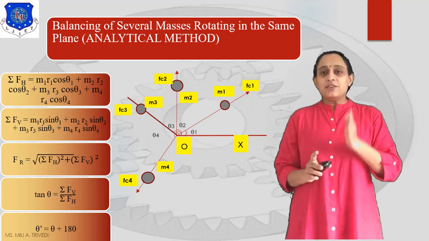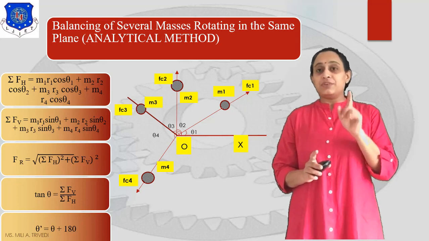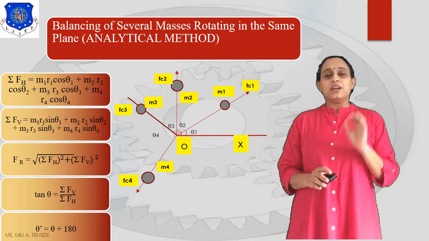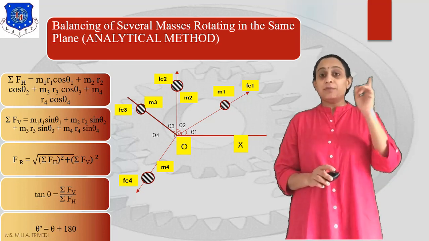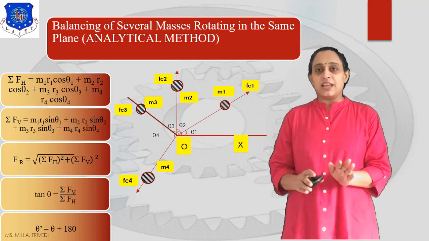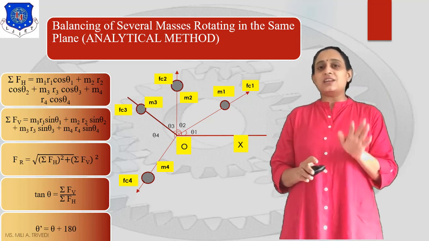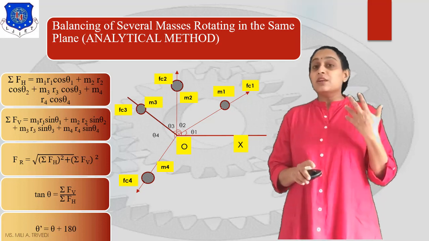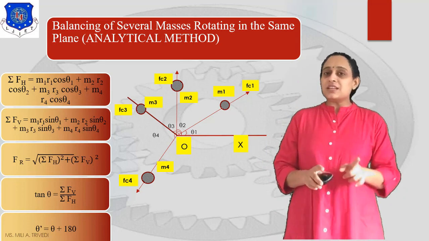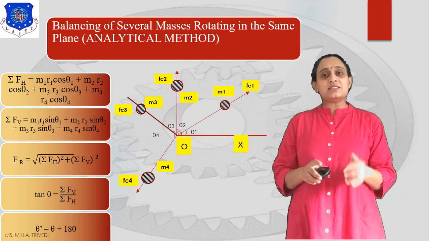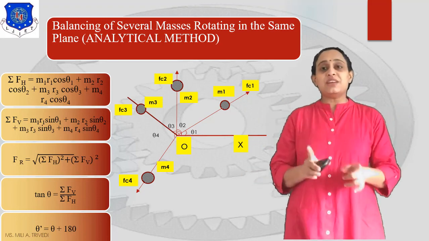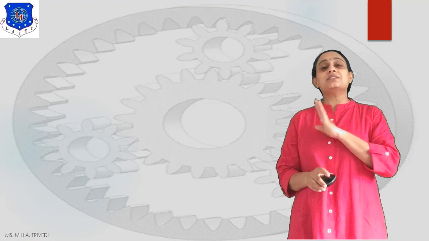So here we have to consider, if the angle of the resultant is theta, what should be the angle of balancing? It should be theta plus 180, because it should be exactly opposite to the system. So in this case we consider theta dash as theta plus 180. What is the reason? Exactly correct. Because theta is the resultant one, we need the balancing, and balancing is exactly opposite to the resultant, so we get theta dash as theta plus 180.